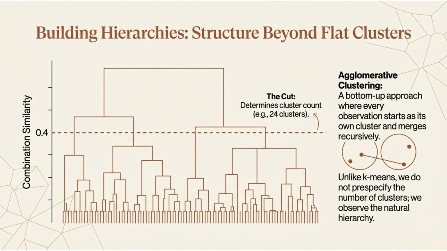Hierarchical clustering builds structure by grouping data step by step into a tree-like diagram called a dendrogram. In agglomerative clustering, we start with each observation as its own cluster. Clusters are merged iteratively based on similarity. The vertical axis shows the similarity level at which clusters combine. By cutting the dendrogram at a chosen height, we decide how many clusters to keep.